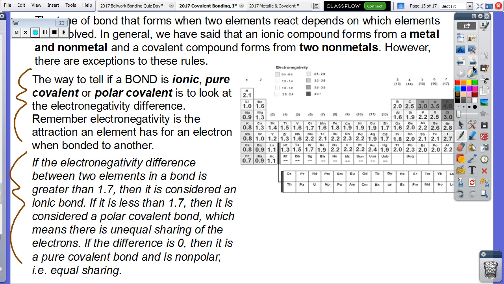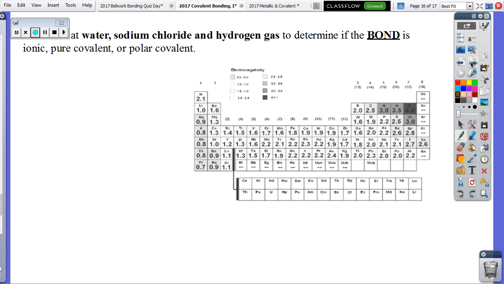So here's how this works. We're going to draw 3 compounds and look at the bonds that are in each one and figure out if that bond is ionic, polar covalent, or pure covalent. So we have water, sodium chloride, and hydrogen. Remember, hydrogen's part of Brinkelhoff, our diatomics.